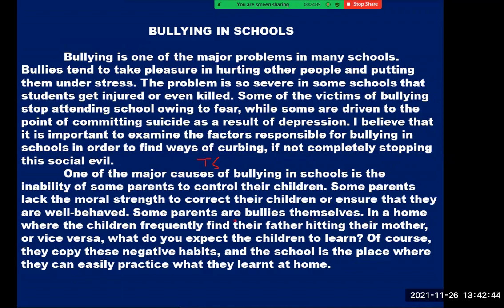Now we continue. In a home where the children frequently find their father hitting their mother or vice versa, what do you expect the children to learn? You see, you are raising a rhetorical question just to support the point you have raised. What you want to discuss in this composition is the factor. You want to outline and discuss the factors responsible for bullying in schools. And who doesn't want to actually examine the cause of something? Now, the importance of examining the causes of a social problem is that when you know the causes, then you'll be able to find the solutions.